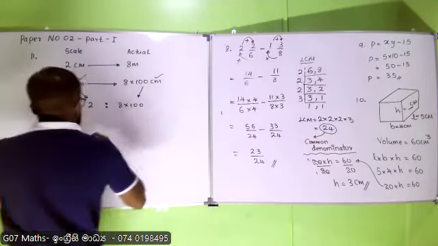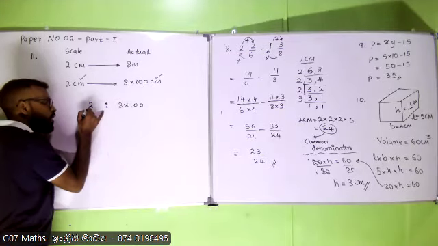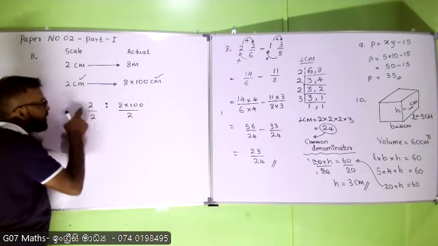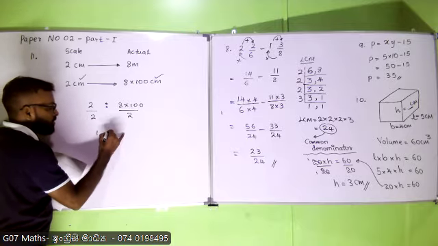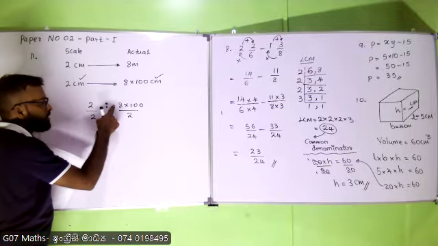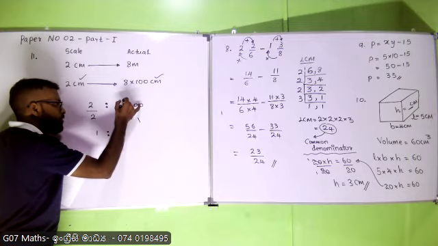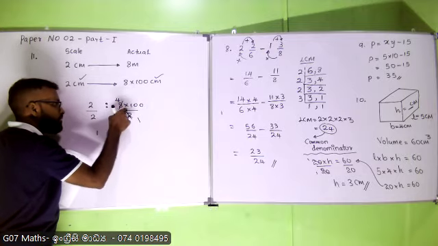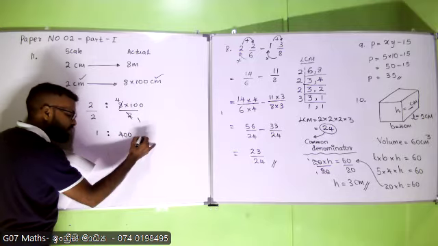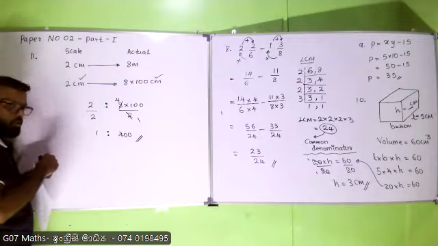2. So if you want to keep this in the simplest form, you are going to divide this side by 2, this side by 2. 2 divided by 2 is 1, colon. Here 8 divided by 2 is 4, and 4 times 100 is 400. So this is the ratio. This should be your answer: 1 to 400.